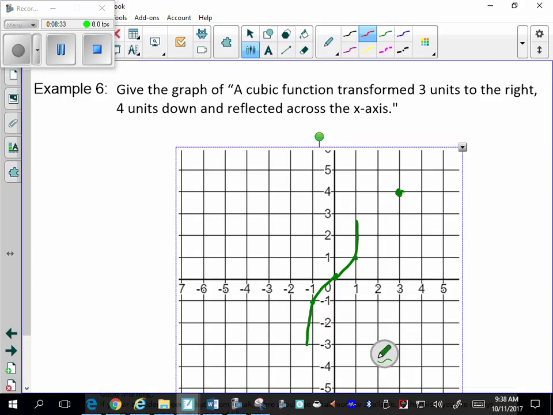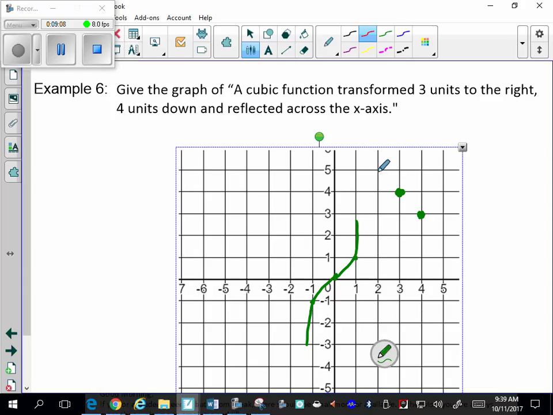So that's from (0, 0). Let's do the same thing from (1, 1). So we go 3 right, 1, 2, 3, and 4 units down, 1, 2, 3, 4. So we're at (4, -3). Reflect that across the x-axis, boom, it shoots right back out to (4, 3). And then the last one, (-1, -1), go 3 right, 1, 2, 3. You go down 4, 1, 2, 3, 4. So we're at (2, -5), and we reflect that across the x-axis. That'll go to (2, 5).